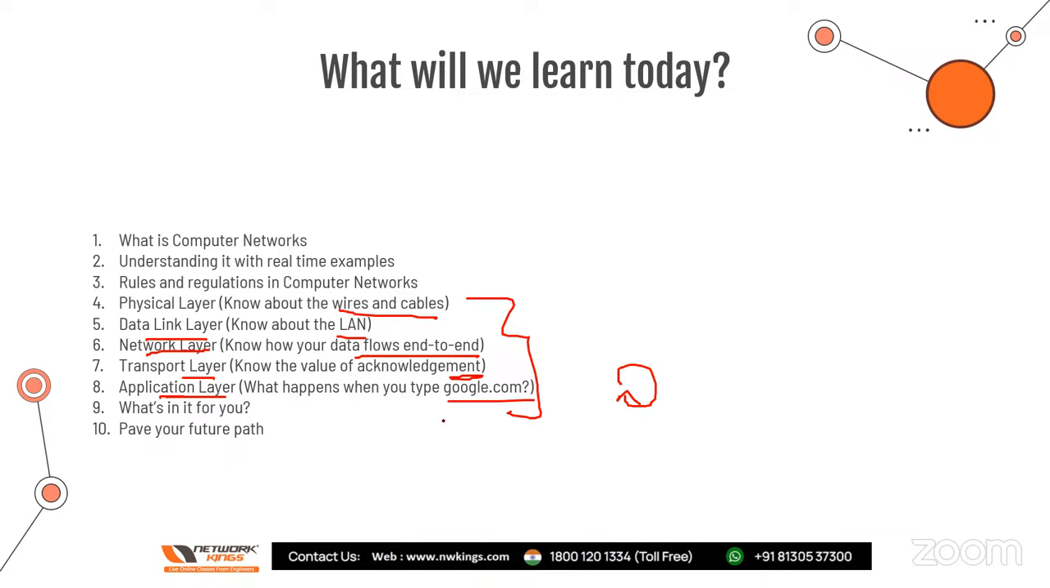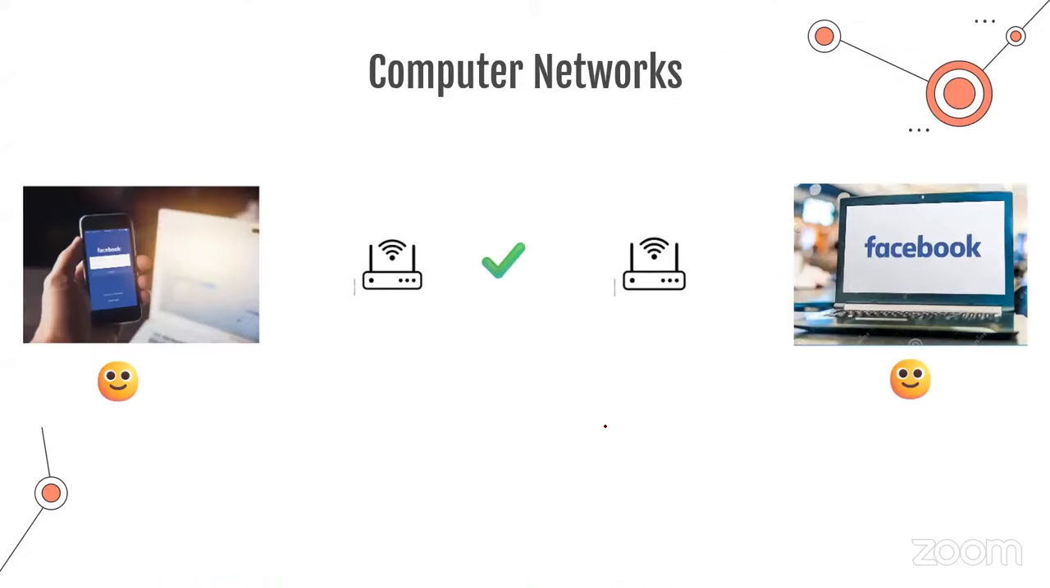What are the different technologies that you can make use of these four or five layers that you study? And then with that, where can you see yourself in the future? This is what we are going to study in this small session. So moving on, the first part, the computer networks.